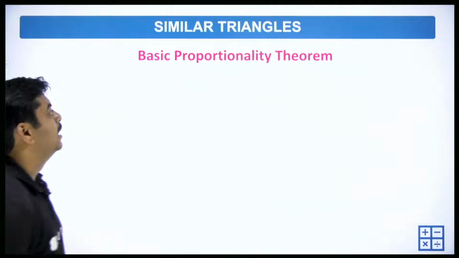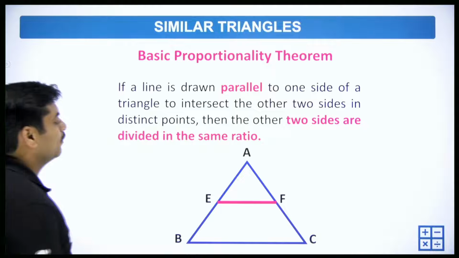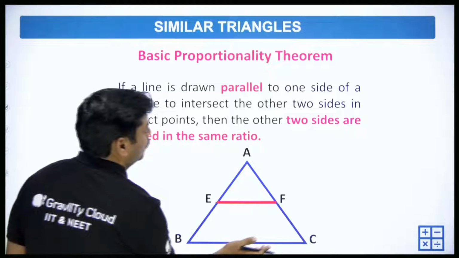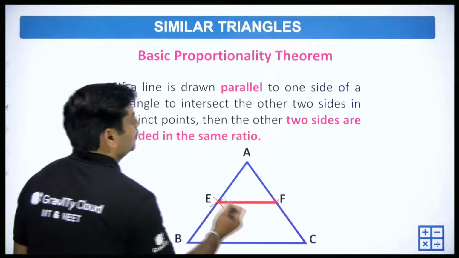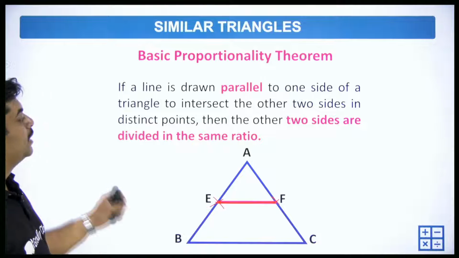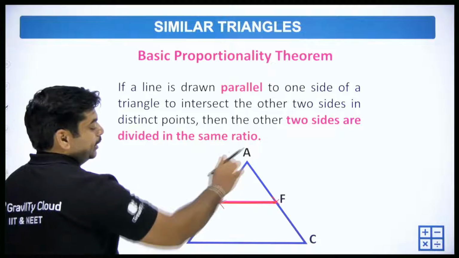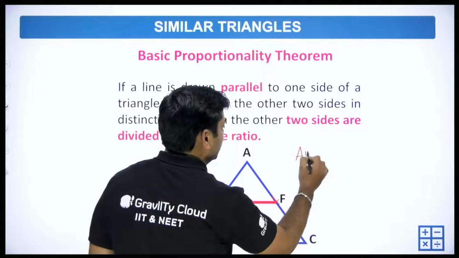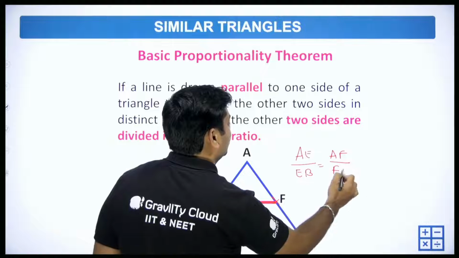Let's start today's class. What we learned in the last class is the basic proportionality theorem. If a line is drawn parallel to one side of a triangle to intersect the other two sides in distinct points, then the other 2 sides are divided in the same ratio. That means the ratio in which E divides AB and the ratio in which F divides AC is the same. That means AE by EB is equal to AF by FC. So this is the basic proportionality theorem.